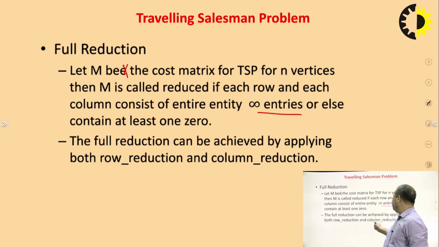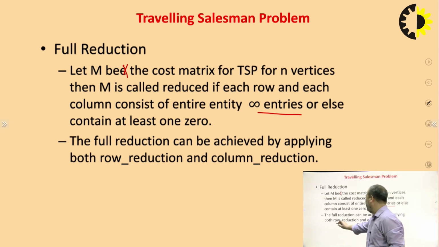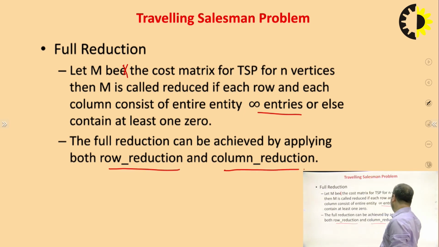So the full reduction can be achieved by applying both row reduction and column reduction. Row reduction and column reduction are applied to get the reduced matrix. We can understand this better with an example.